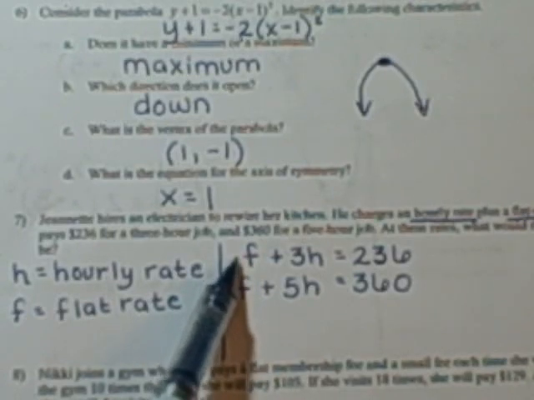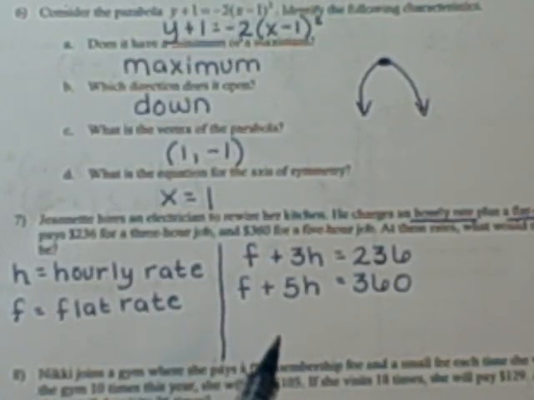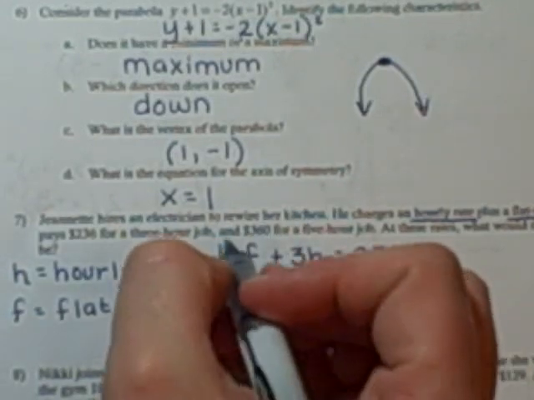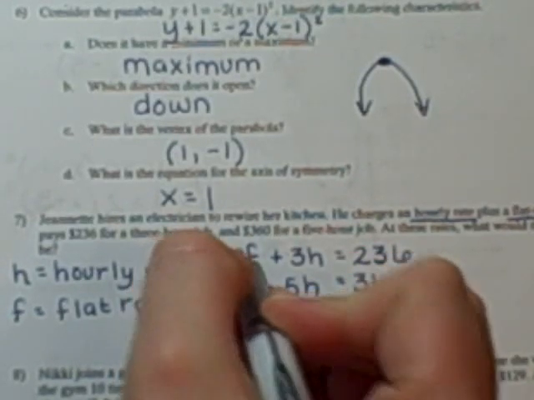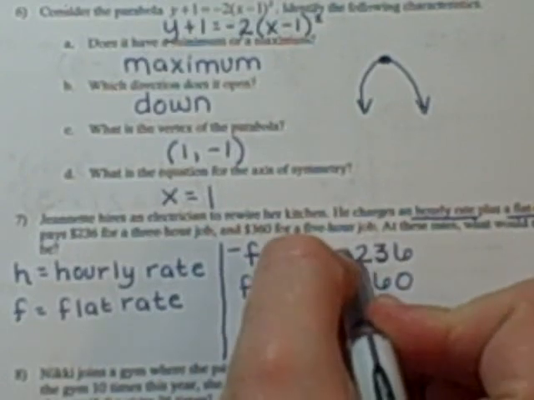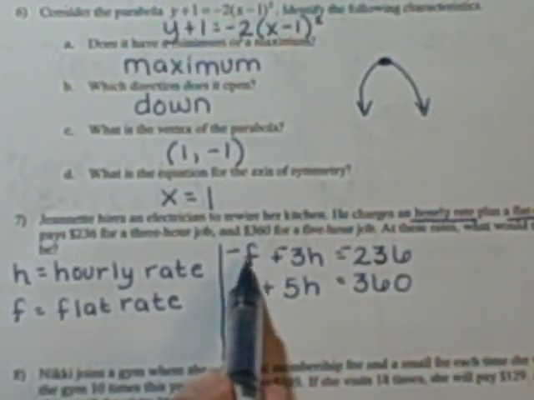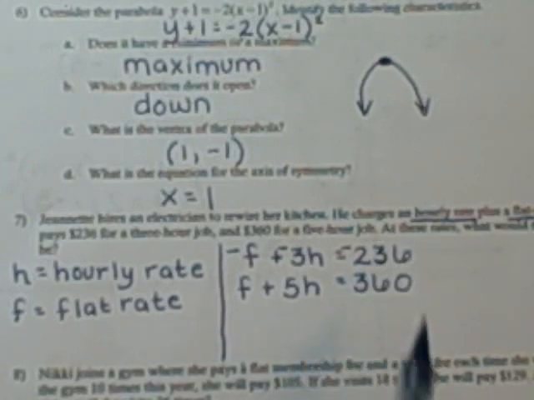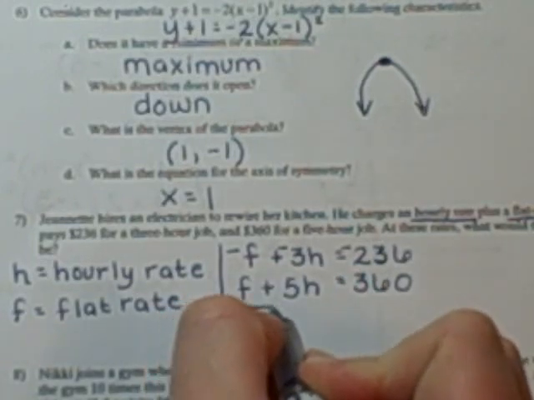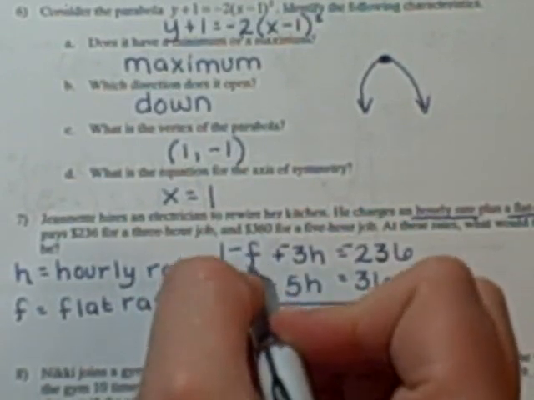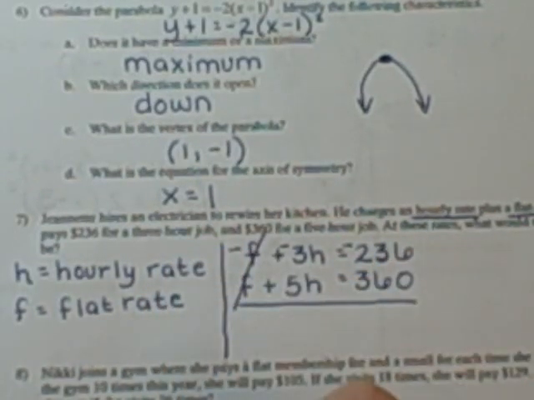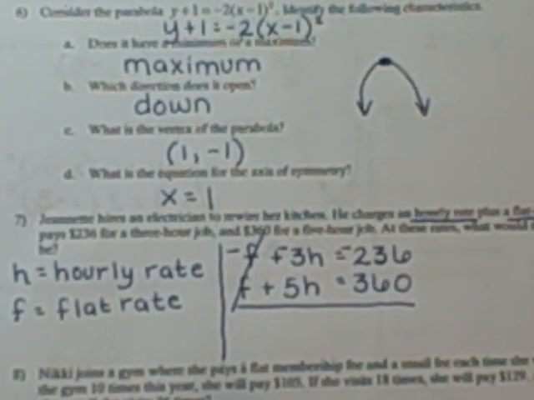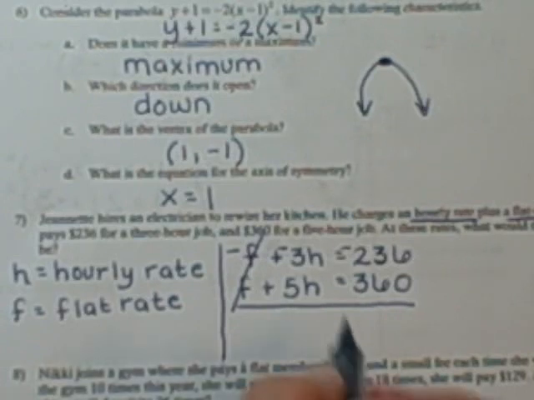And these f values would be really easy to cancel out if I could just make one of them negative. So it doesn't matter which one you choose. I'll take the top equation and I'm going to make all of these values negative. So that gives me a negative f, a negative 3h, and a negative 236. And now I'm going to add those together going up and down. So my f's cancel out, which is exactly what I wanted to happen. That's the whole reason I set up this problem this way.